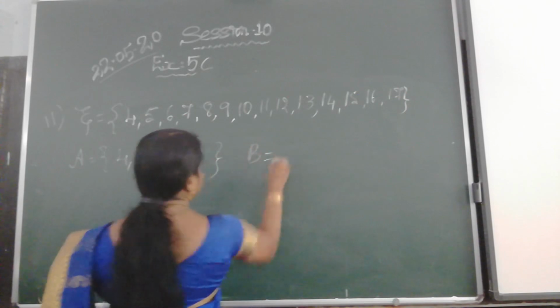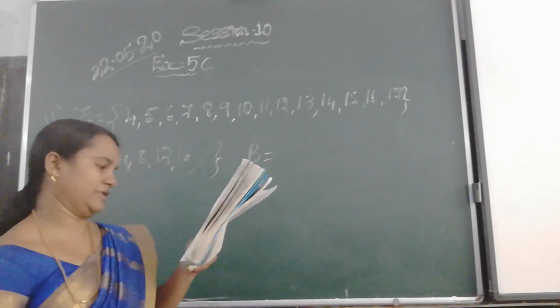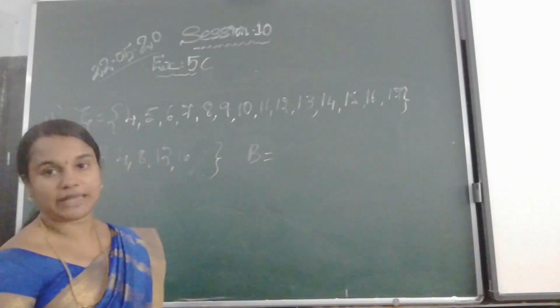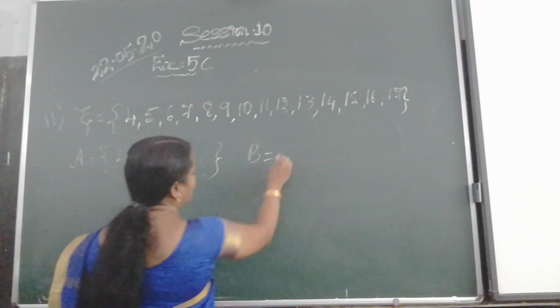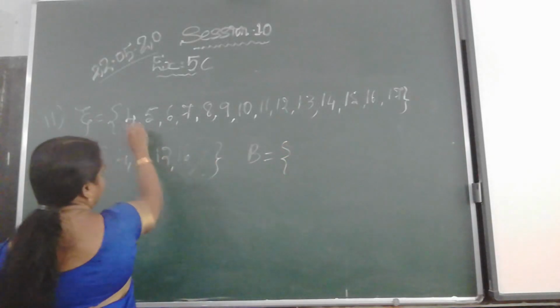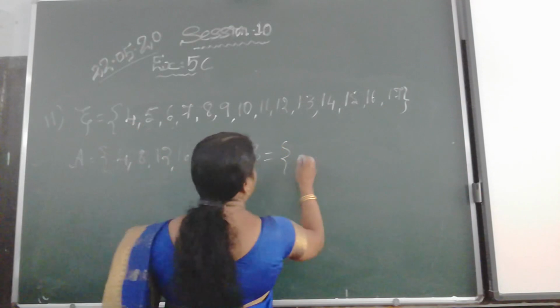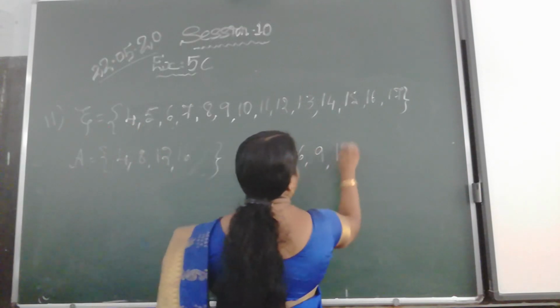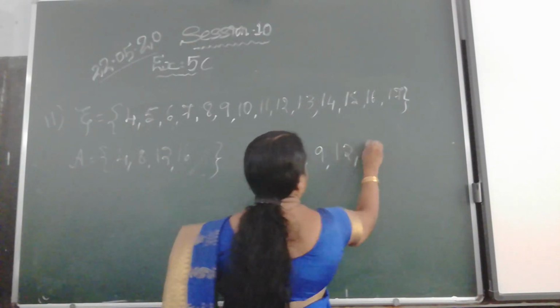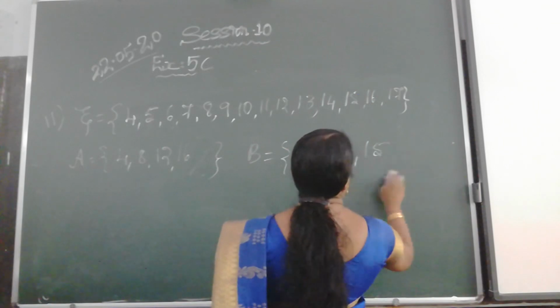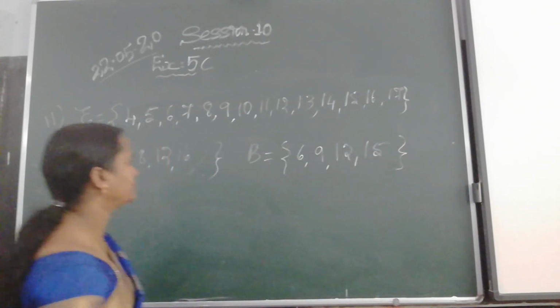Now B. What is given for B? Multiple of 3. Multiple of 3 means 3 also we won't take, because this is also a subset, so we have to start from 6. Up to 15 only we have to write it.